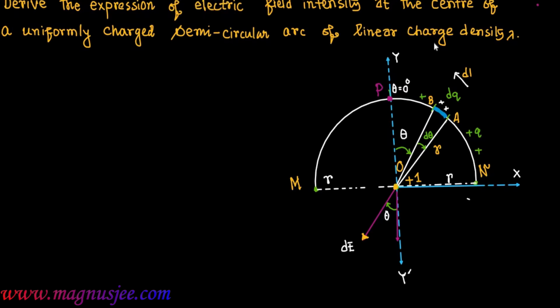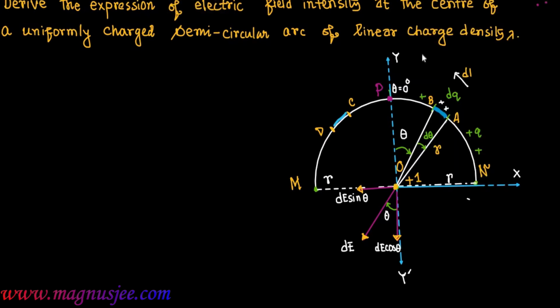Also, field intensity dE at the point O acts at an angle theta with the negative y-axis. And this field intensity dE is resolved into two rectangular components, along negative y-axis and negative x-axis. Here dE cos theta acts along negative y-axis, that means vertically downwards, and the other rectangular component is dE sin theta, which acts along the radius along OM.